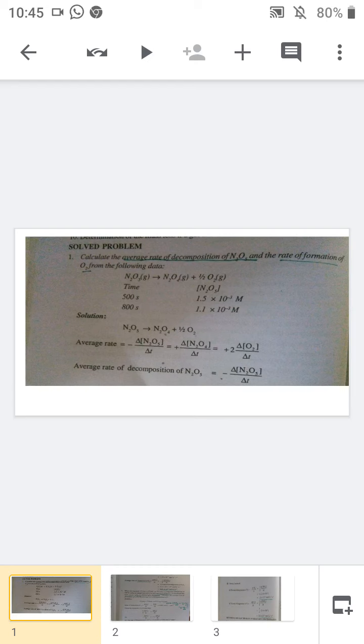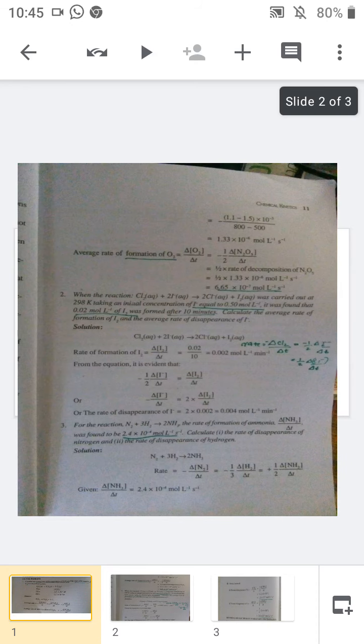Since during the formation, we should always keep in mind that for 1 mole of the product, we should write the average rate only in terms of 1 mole of the reactant or in terms of product. That's why it is plus 2 into delta O2 divided by delta T. Average rate of decomposition of the N2O5 is equal to minus delta N2O5 divided by delta T.